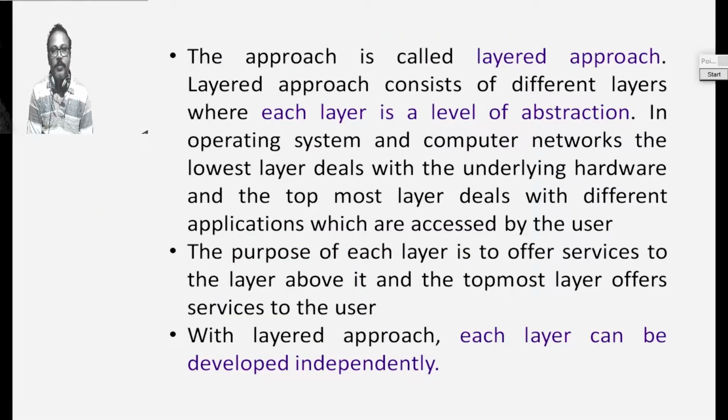So these are different levels of abstraction. We can say each level is a layer. The purpose of each layer is to provide services to the layer above it. So operating system and computer networks, we will study more about them in our future courses.